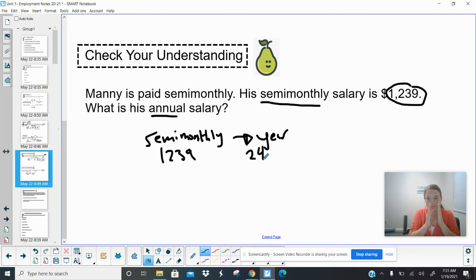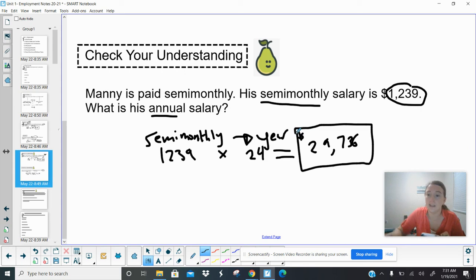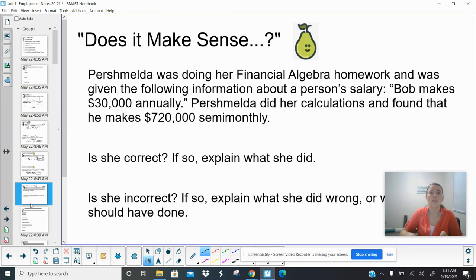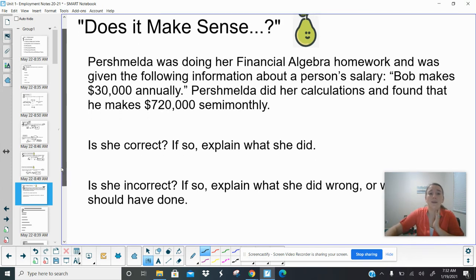So that's pretty small, going to a year. Remember, year is always going to be the biggest one. So going from small to big, you should have multiplied. A semi-monthly paycheck, again, is only once, or twice a month, I should say. So we get 29,736. So this is the annual salary. That's how much money they would get in a year, obviously before taxes and everything is taken out. So you want to think, does it make sense?